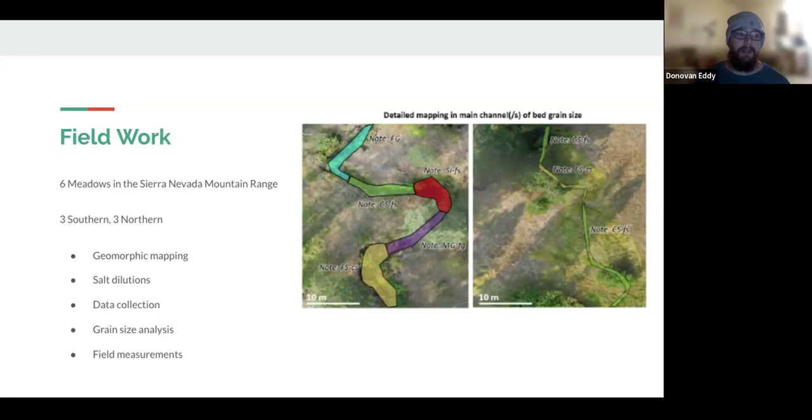And then we would also seldomly collect water samples and discharge values such as flow turbulence or water level that were relevant to the fieldwork.